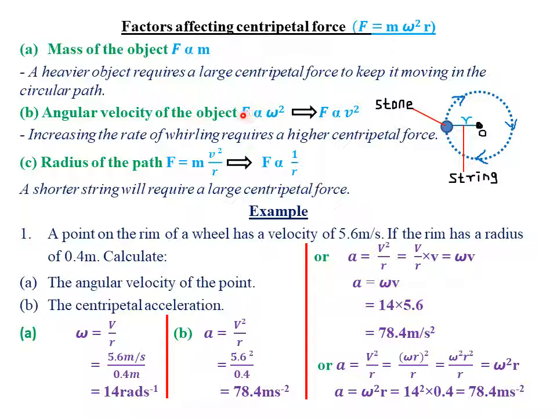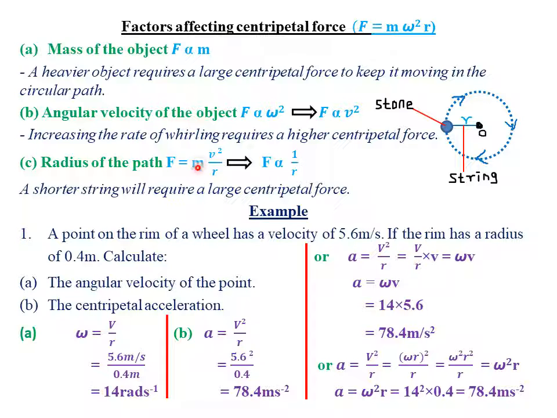Therefore, the centripetal force is directly proportional to the angular velocity, such that increasing the rate of whirling requires a higher centripetal force, or increasing the angular velocity requires a very large centripetal force within your hands. Then the third and last factor is the radius of the path. The radius of the path simply corresponds to the length of the string or rope being used to whirl that particular object at a constant point O.